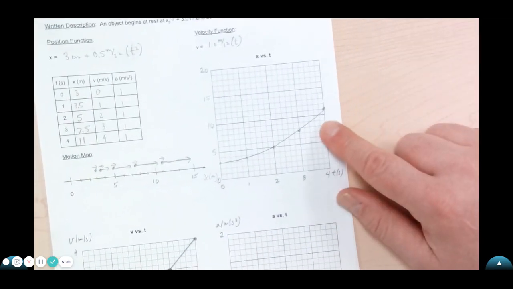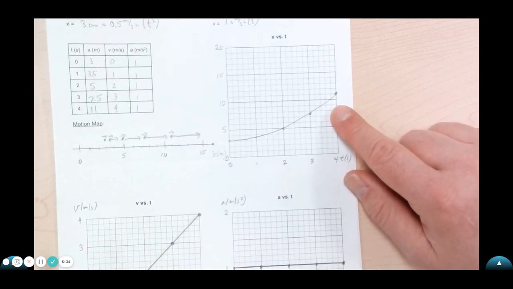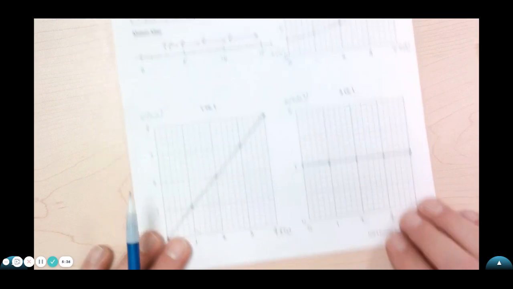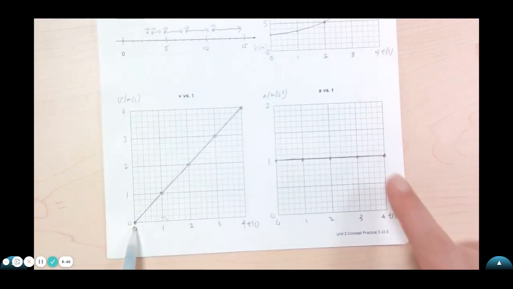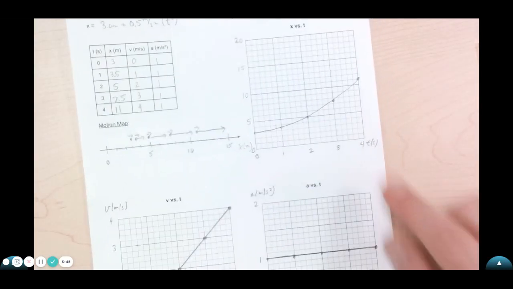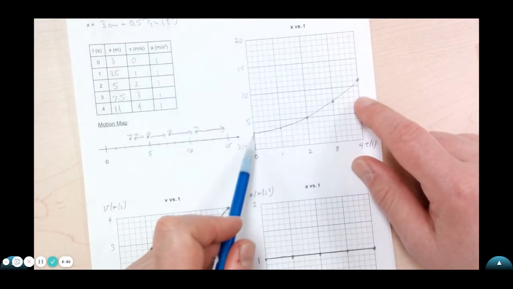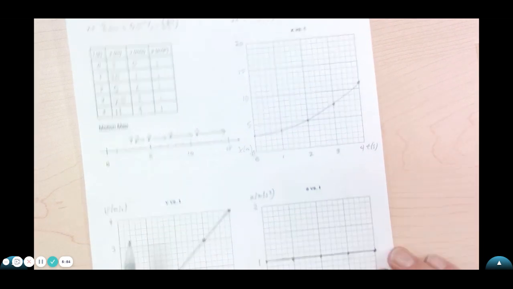Once again, this object is accelerating, so you're going to get a parabola for a position time graph. There's a squared term. But the velocity time graph and the acceleration time graph look identical to what they did before. There was no difference in the velocity function. Literally, the only thing that was different, the parabola here is shifted upwards 3 meters from where it was in the last motion.